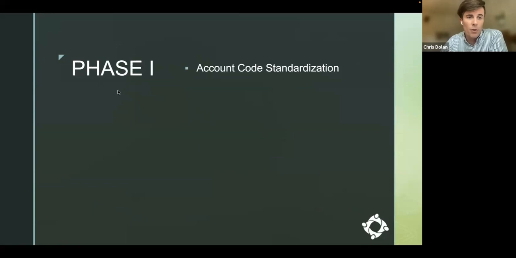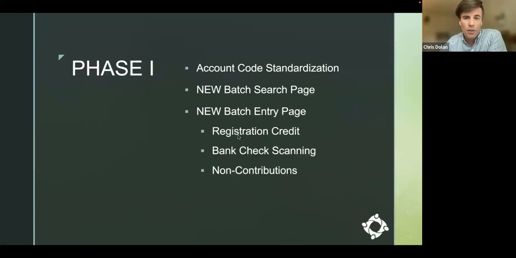Phase 1 is what you're seeing now, which is that we standardized account codes. That's a new feature that should hopefully make reporting easier and make managing all of your event registration payments easier. The next piece is a new batch search page, where you can now do mass actions, select which batches you want to see, run some new reports, and simplify the way all of that is done.